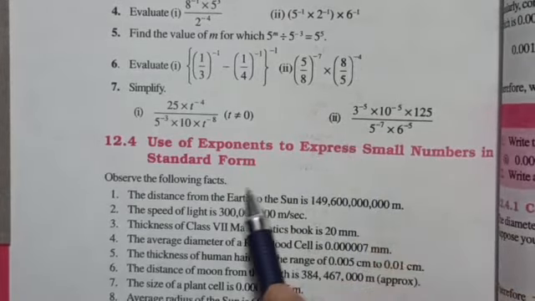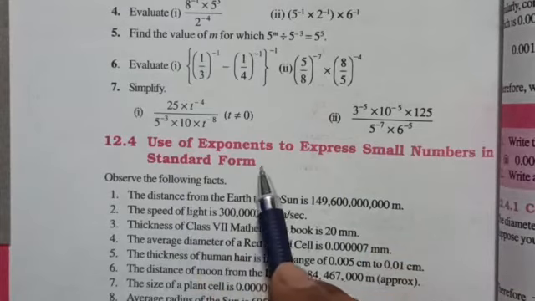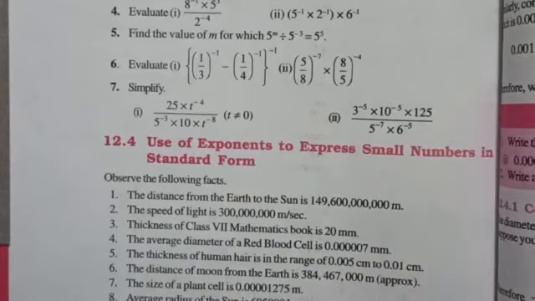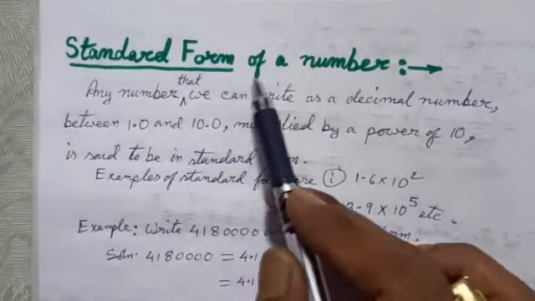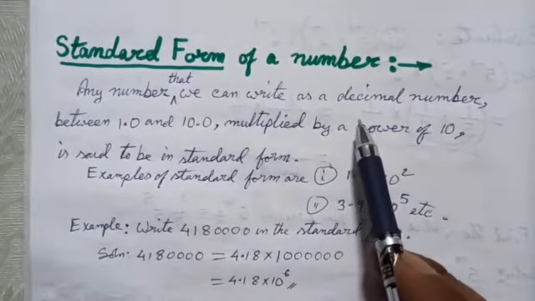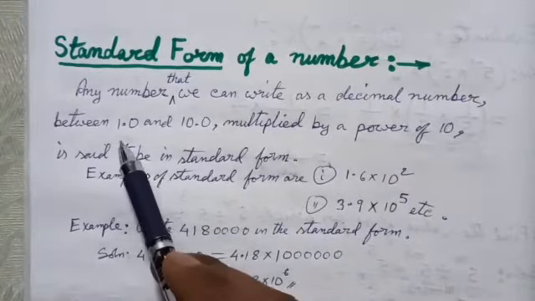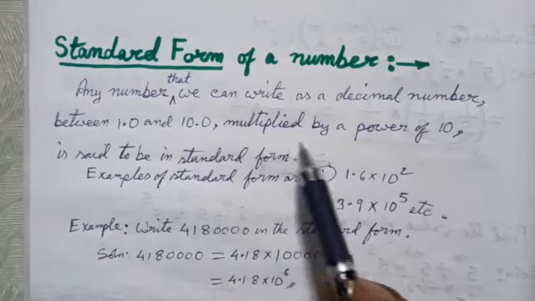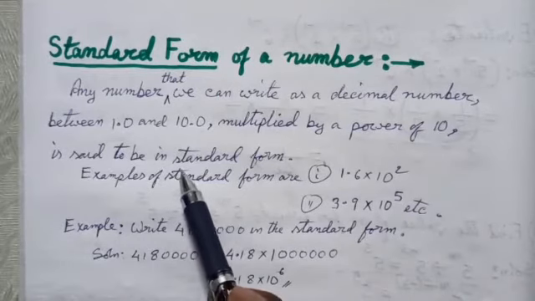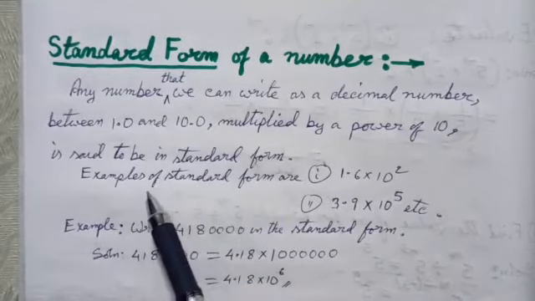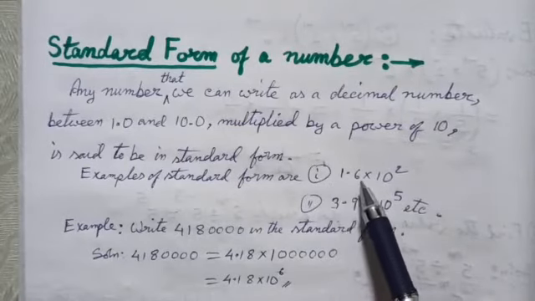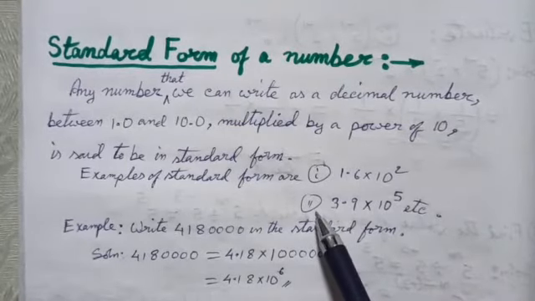Now let us study about use of exponent to express small number in standard form. Standard form of a number: any number that we can write as a decimal number between 1.0 and 10.0 multiplied by a power of 10 is said to be in standard form. Examples of standard form are Roman number 1, 1.6 into 10 power 2, Roman number 2, 3.9 into 10 to the power 5, etc.